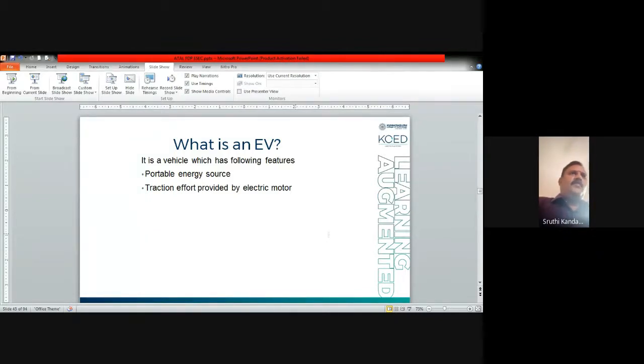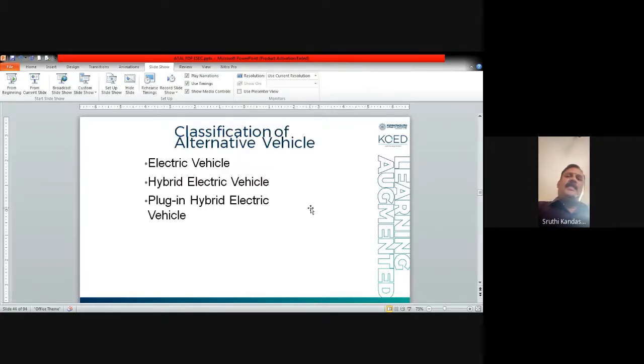Yes, already we know the electric vehicle has the following features: a portable energy source, and traction effort provided by the electric motor. Traction effort means the rotational energy created by an electric motor. So we have a battery system, the electric motor, and some mechanical features in an electric vehicle system. There are many types of electric vehicles.